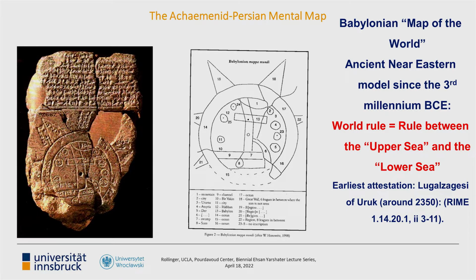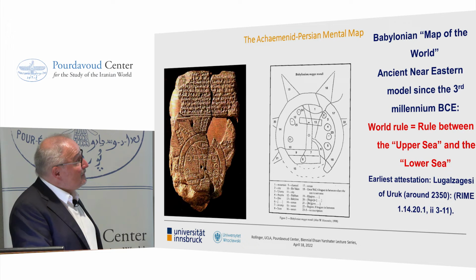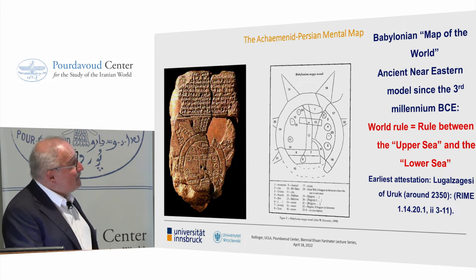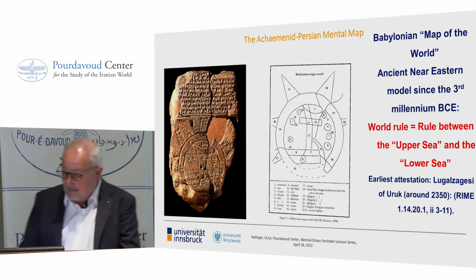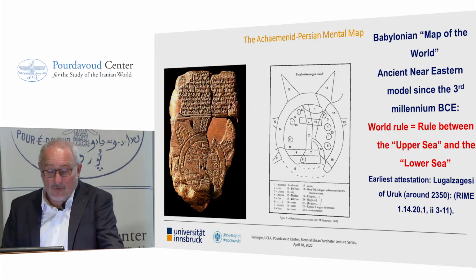where you can see the world as such, surrounded by the ocean, and then there are also some places beyond the ocean, and this will become of major importance for our further considerations: there are islands which are placed beyond the sea. But the totality of world rule in the Cyrus Cylinder is between the upper sea and the lower sea, so within these Babylonian borders of the world.